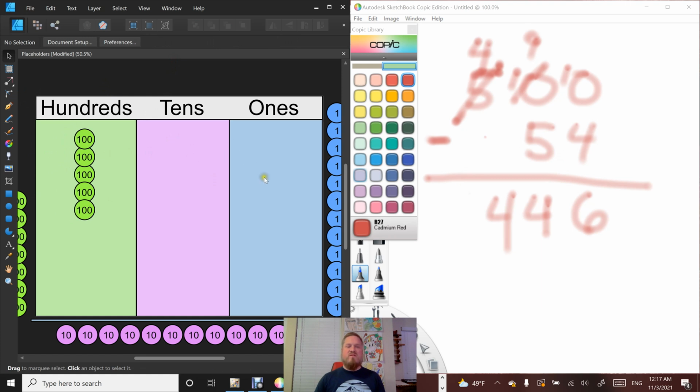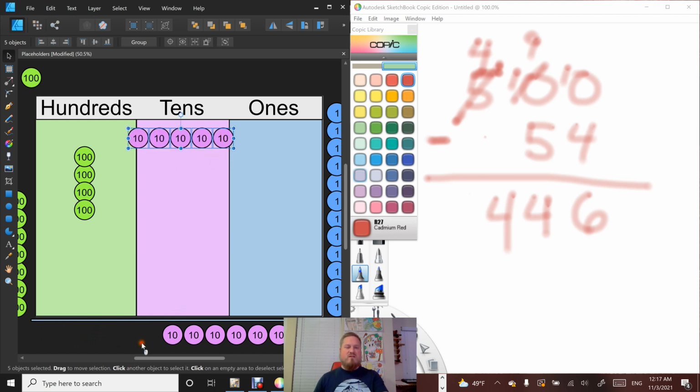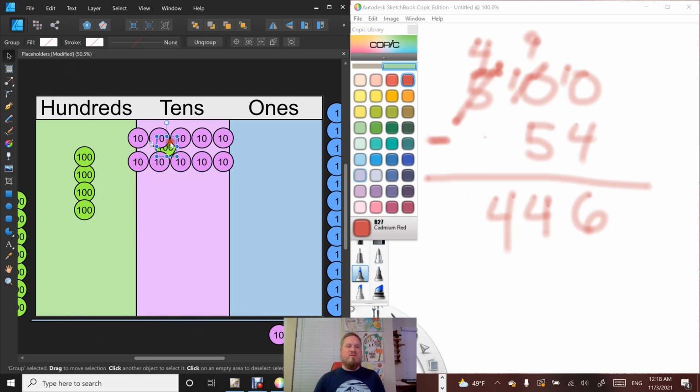Well, we didn't have any in the ones column to take away from. We don't have any in the tens column to take away from, so we're going to take one of these hundreds, toss it over here, and instead grab 1, 2, 3, 4, 5, and 6, 7, 8, 9, 10. There we go. So we're renaming one of the hundreds as 10 tens.